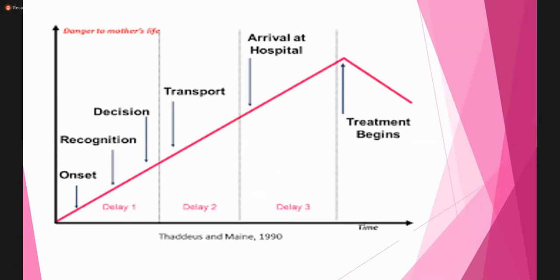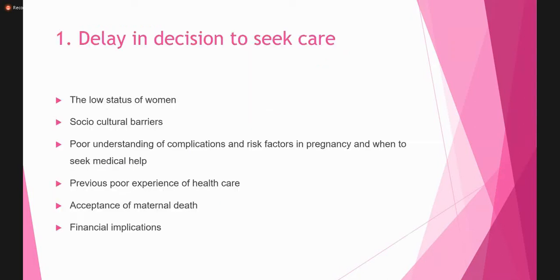Danger to mother's life. So delay one is the onset, that you have to decide quickly, the recognition of the problem and then the decision. Then delay two may be in the transport, arranging the transport, reaching the facility, reaching the correct place, then arrival at the hospital, and then treatment begins. So on arrival at the hospital, the adequate and proper treatment is given there. The facilities are available or not available. That may be the delay three.